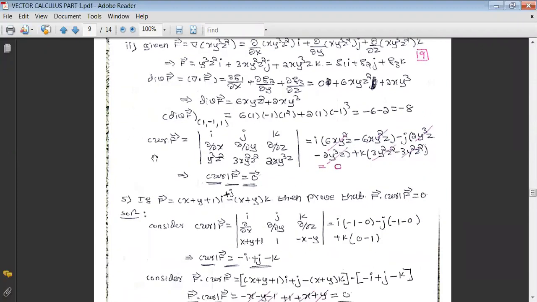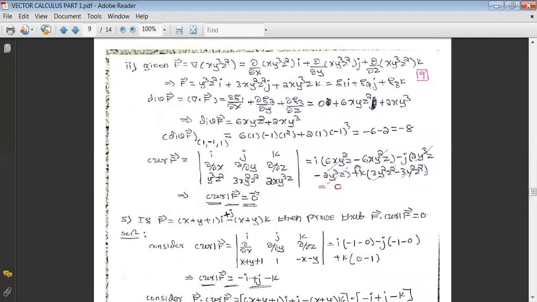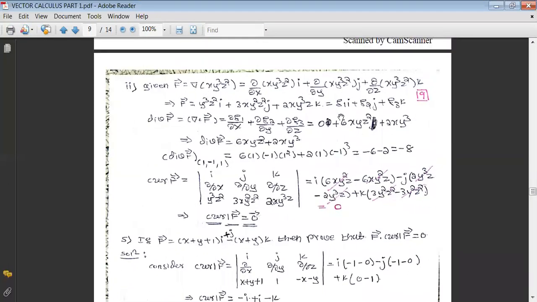Now in the same fashion we have to go for the curl, and curl of f bar is given by del cross f bar. The first row of the determinant represents i, j, k, the second row represents dou by dou x, dou by dou y, dou by dou z, and the third row represents the components of f, that is f1, f2, f3. In this case f1 is y cubed z squared, the second component is 3x y squared z squared, and the third component is 2x y cubed z.